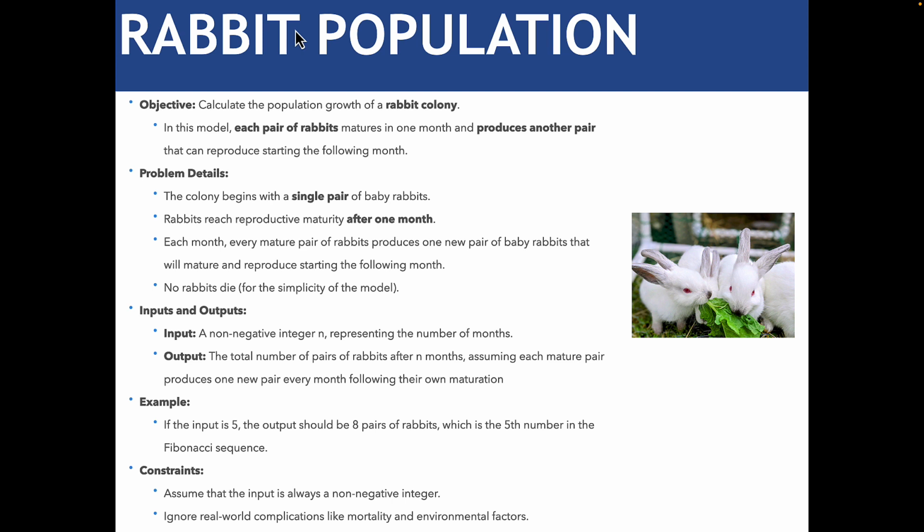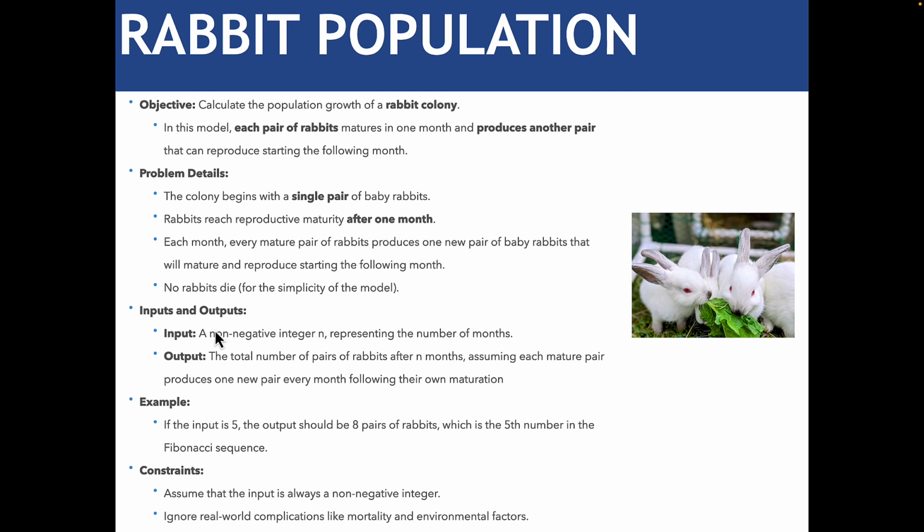Now you have one. After 1 month, you will have another one, so two. Then these two are going to produce two more. And these four are going to produce four more. Every pair is going to produce another pair. So the colony begins with a single pair, and after 1 month, they are going to reproduce, and so on.